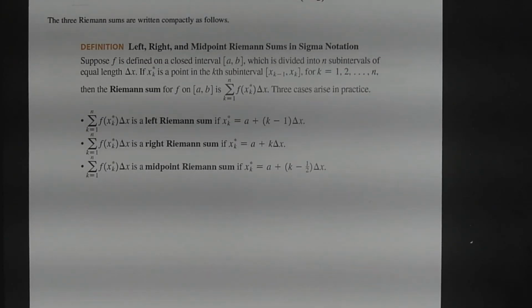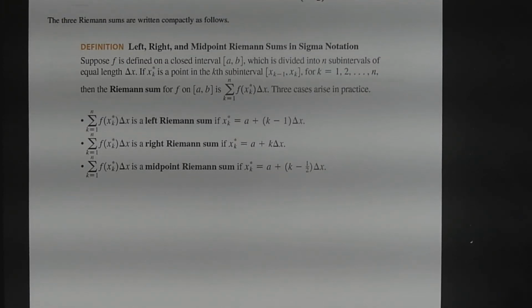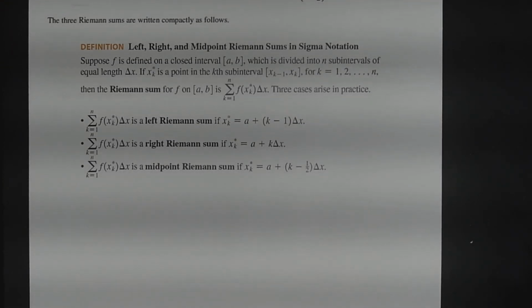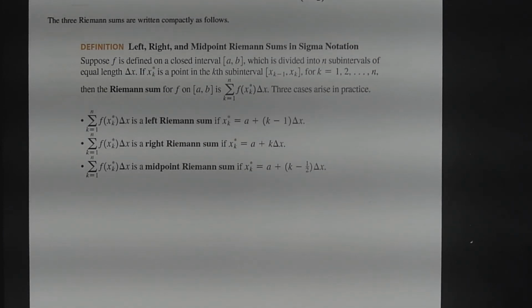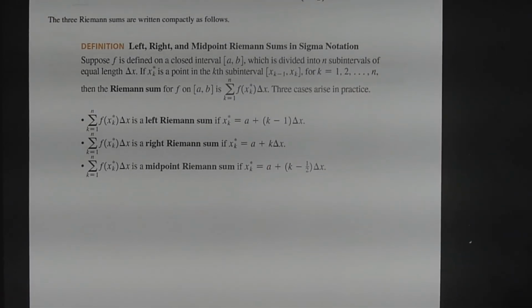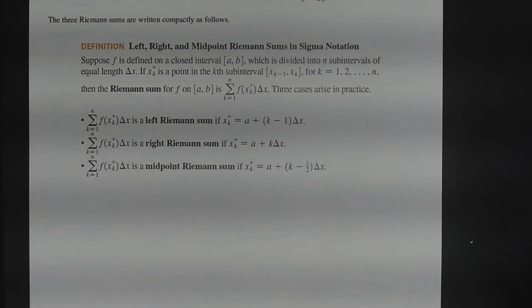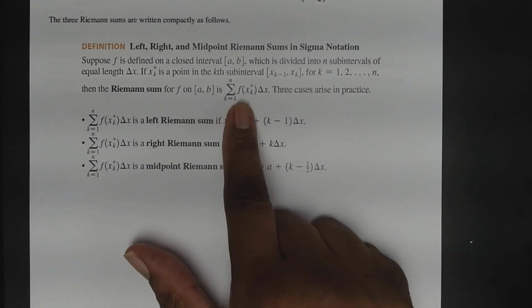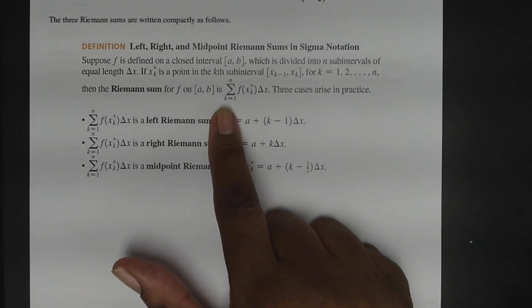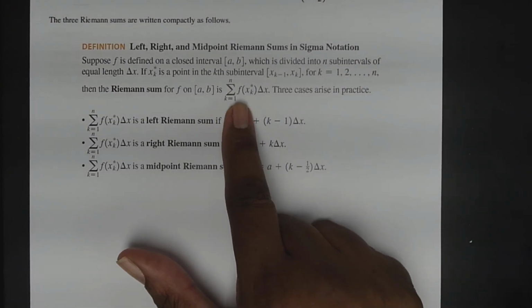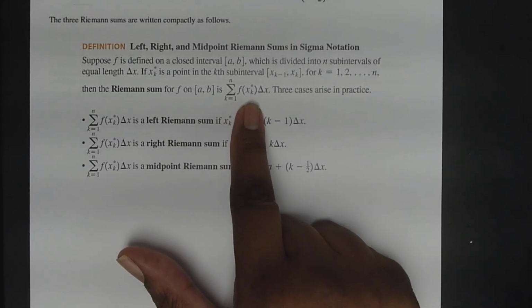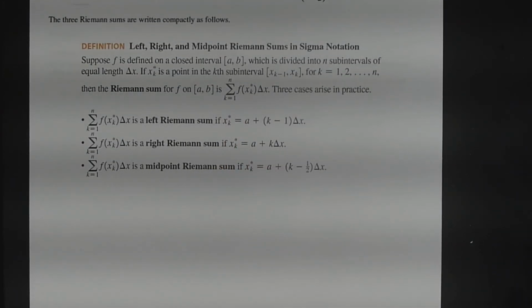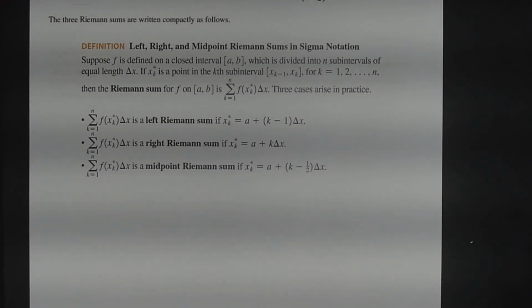Let's say f is defined on the closed interval AB, which is divided into n subintervals of equal length delta x. If x star sub k is a point on the k-th subinterval x sub k minus 1 to x sub k, for k equaling 1 all the way up to n, then the Riemann sum for f on the closed interval AB is the summation for k equaling from 1 to n of f of x star sub k delta x. And we have 3 cases.